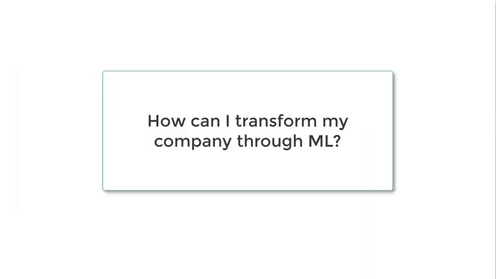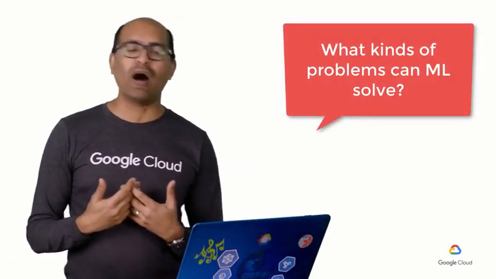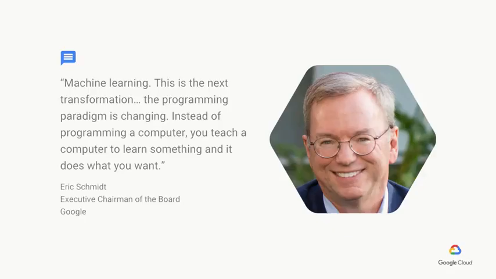So how do you get to the point where your company is innovating like this in machine learning? Our execs had a unique answer to the question of what kinds of problems machine learning can solve. This is Eric Schmidt, the executive chairman of the board at Google. He's talking about the new transformation going on at Google, where we're becoming an AI-first company. Machine learning, says Eric, is the next transformation.